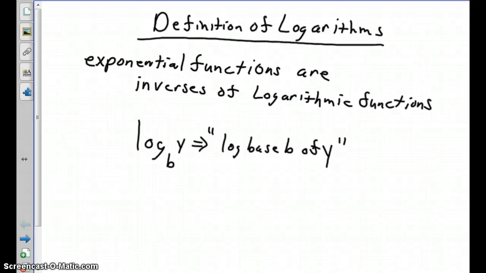Okay, exponential functions are inverses of logarithmic functions, and logarithms are inverses of exponentials. So when you see this, log base b of y, what that means is this. B is the base, that's a number, and y is the number that you're putting into that.